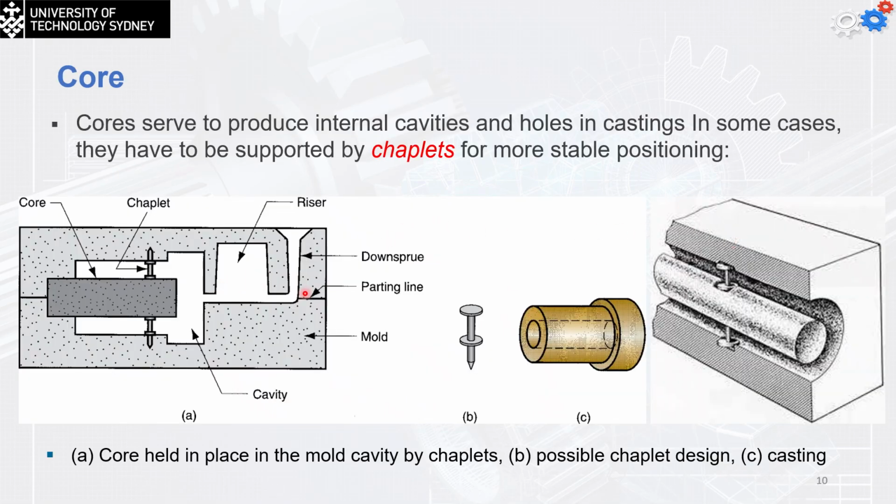If I would like to have a cavity within the casted part, I have to use the core. The cores serve to produce internal cavities and holes in the casting in some cases. They have to be supported by the chaplets. This is the chaplets, for more stable positioning while we pour the metal. So it's going to be supported by chaplets. We're going to run the molten metal to fill the cavities around it, then solidify, and we're going to have the tools internally in the part like what we can see here.